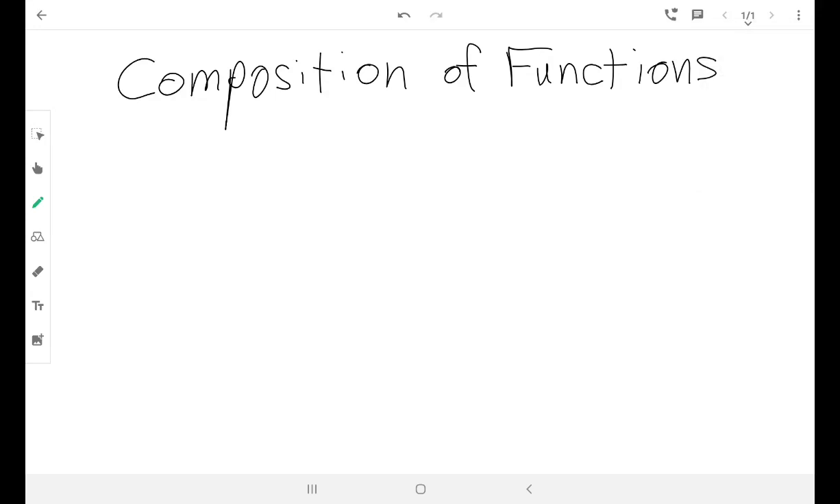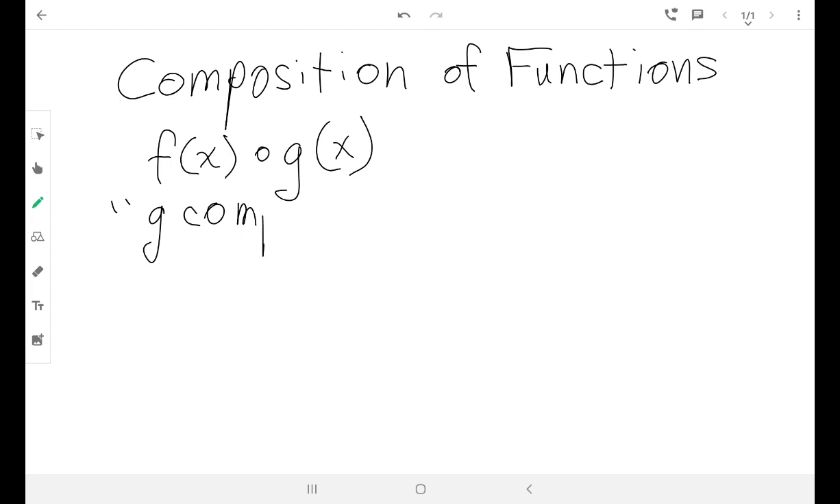All right, everybody, we're going to talk about composition of functions and how to compose two functions. The composition notation sometimes looks like this, and when you read that, you read it backwards. This reads g composite f of x. So that's how you read that.